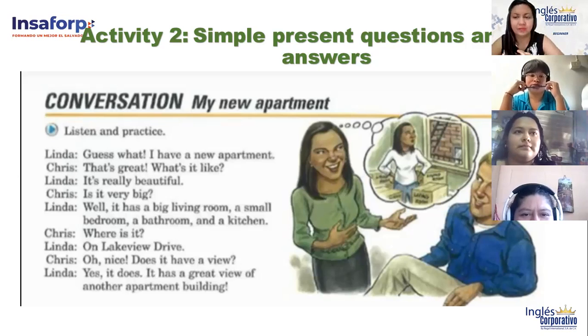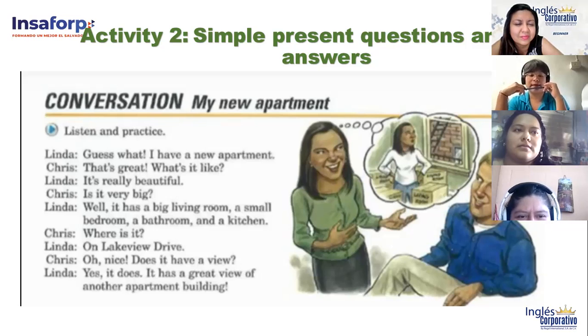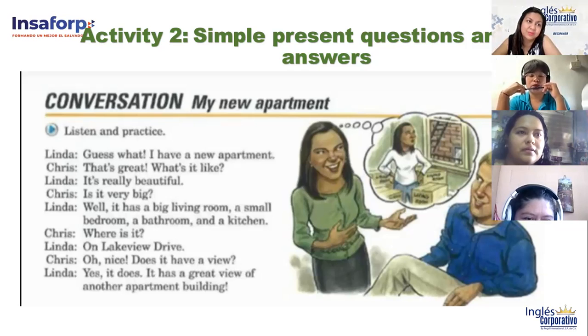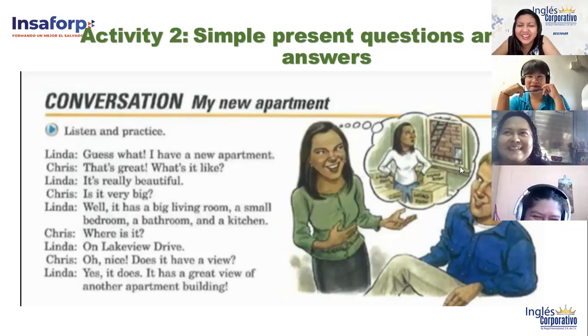I have a new apartment. That's great. What's it like? It's really beautiful. Is it very big? Well, it has a big living room, a small bedroom, a bathroom, and kitchen. Where is it? On Riverview Drive. Oh, nice. Does it have a view? Yes, it does. It has a great view of another apartment building.